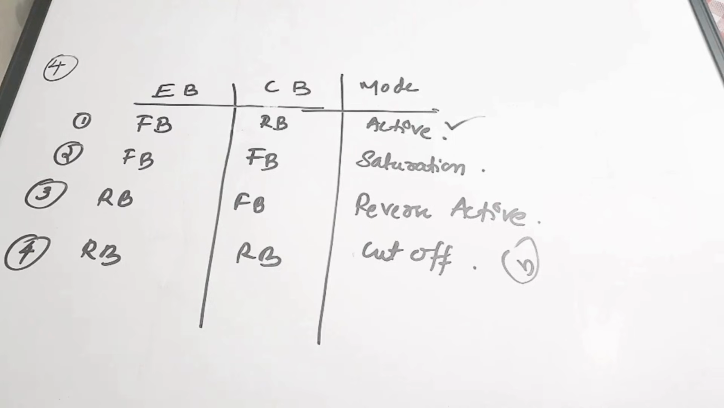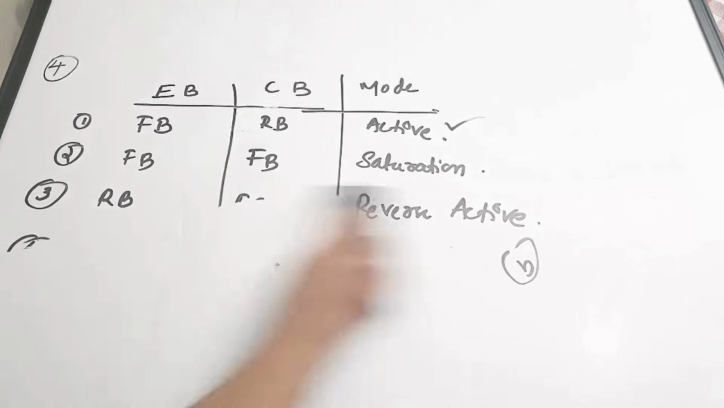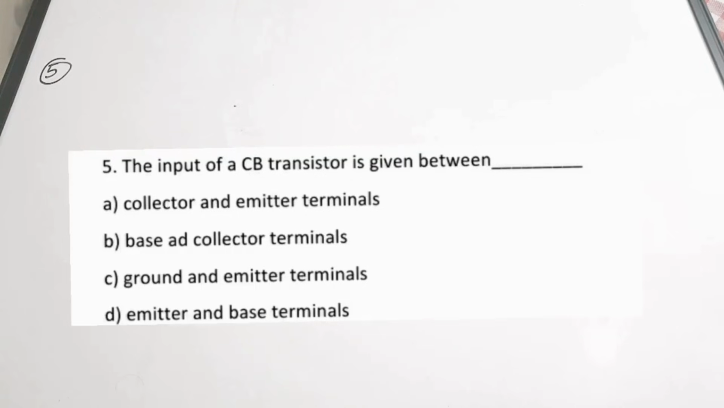Okay, so moving on to the 5th question. The 5th question is, the input of a common base transistor is given between dash. Common base transistor, where we are going to give the input. A. Collector and emitter terminal. B. Base and collector terminal. C. Ground and emitter terminal. D. Emitter and base terminal.